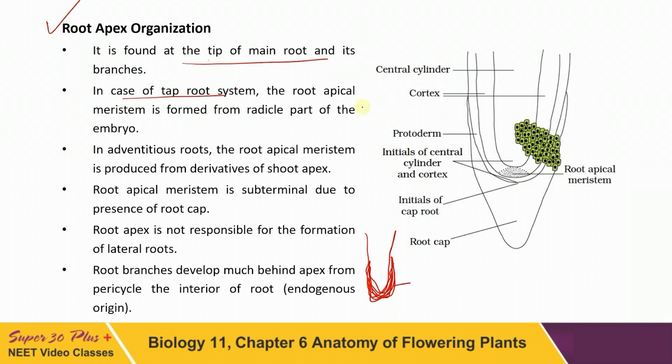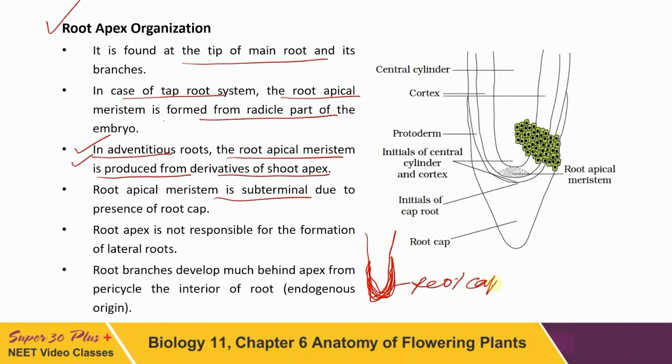In tap root system, the root apical meristem is formed from the radicle part. In adventitious root, how will this be formed? Important. It is produced from derivatives of the shoot apex. Very important question this is. Root apical meristem is subterminal because it has the root cap, and that root cap is above the root apical meristem.